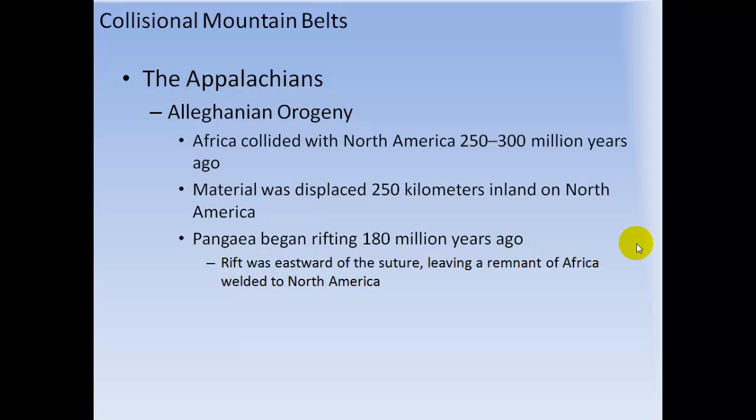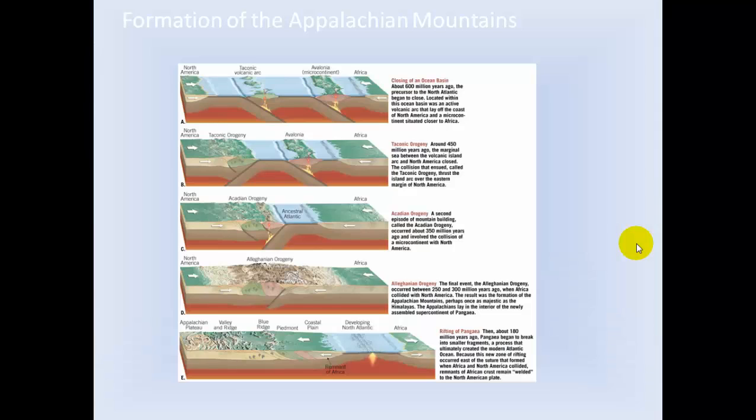Material was displaced 250 kilometers inland on North America. Pangea then began rifting 180 million years ago. The rift was eastward of the suture, leaving a remnant of Africa welded to North America. Okay, so here's the formation of the Appalachian Mountains.